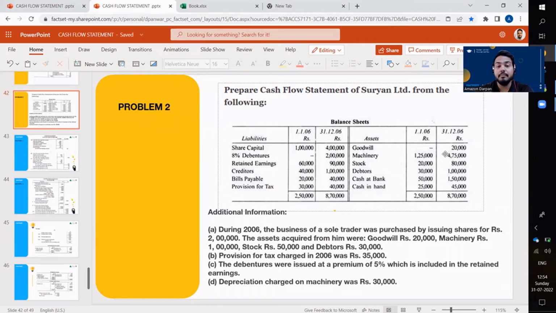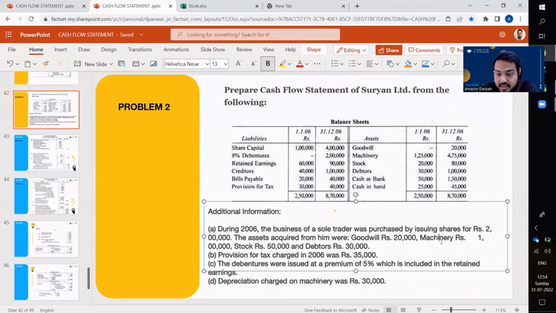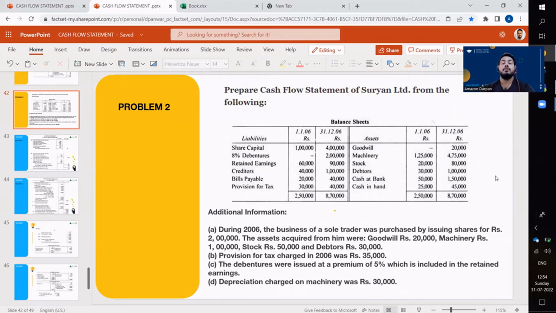And what is the thumb rule which we follow whenever we find any item and make adjustments in our cash flow statement? We also have to check the additional information. So machinery, if we are finding it here, we'll also try to check here. So we also saw machinery of rupees 1 lakh. You can see it in the additional information part A. The assets which we acquired from the sole trader are of different types, and one such asset is machinery of rupees 1 lakh.